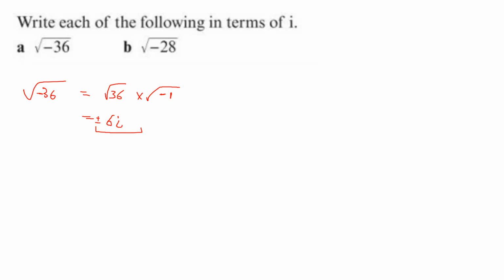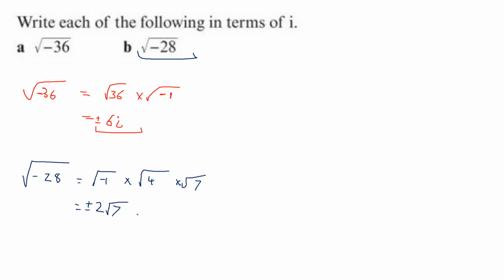Same thing can be used for root minus 28. The square root of minus 28 is equal to the square root of minus 1 times the square root of 4 times the square root of 7, which is the same as plus minus the square root of 4, which is 2, times root 7 times i. So all we're doing is just using the concept that the square root of minus 1 is equal to i.